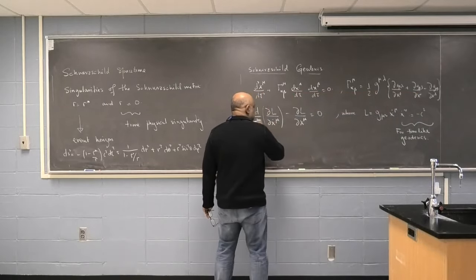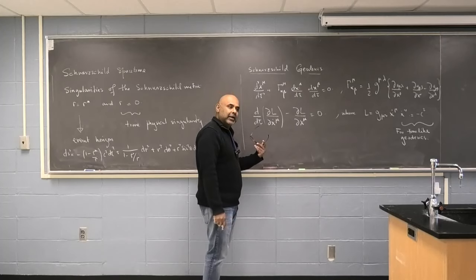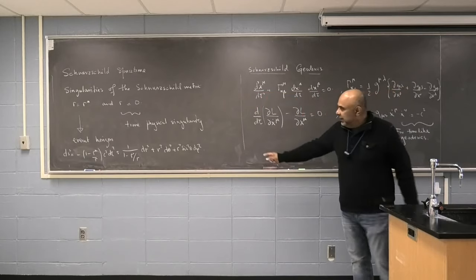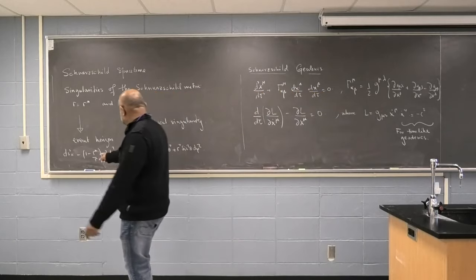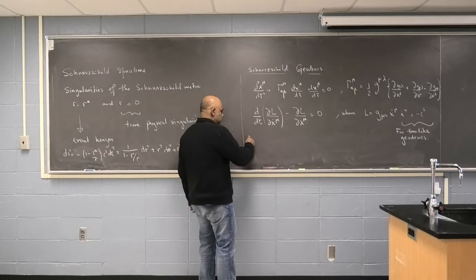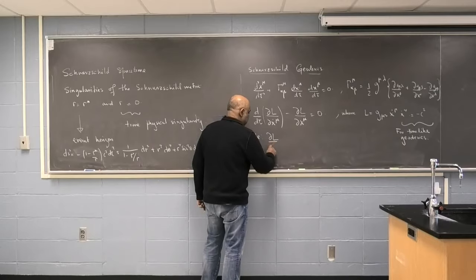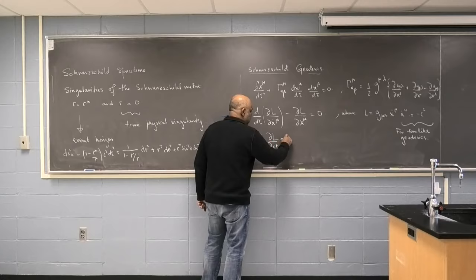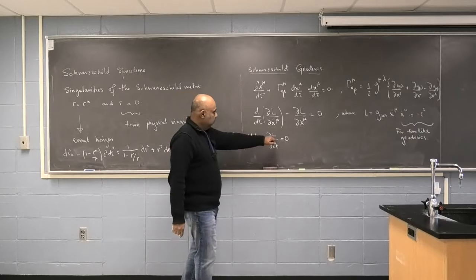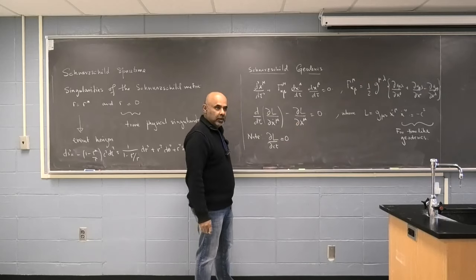But we will look at this. Is this metric dependent on time? Do you see any t over here? Correct? That means this is 0 when mu is equal to 0. What does that imply?